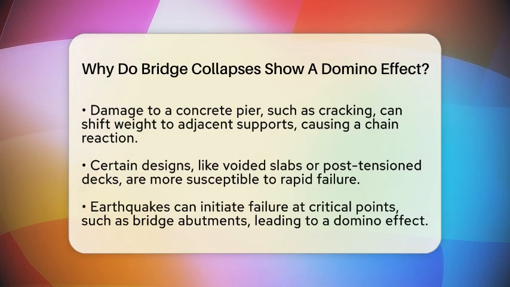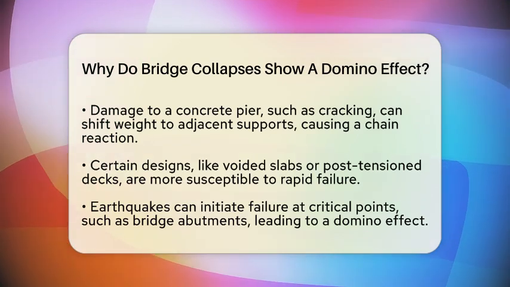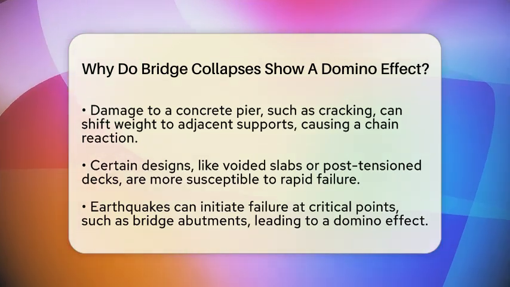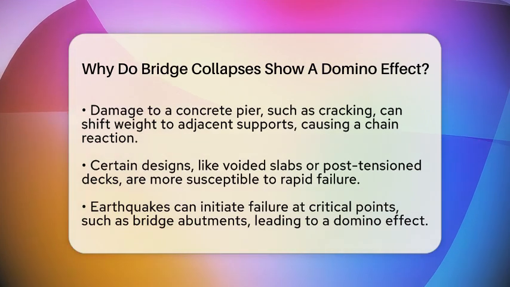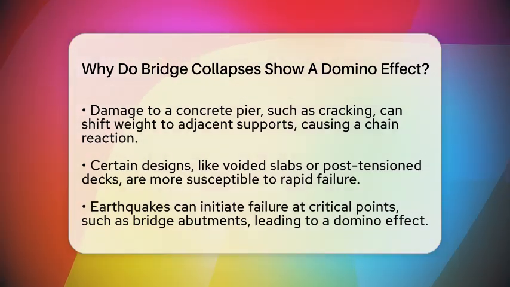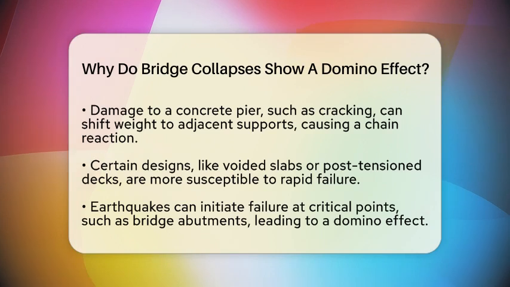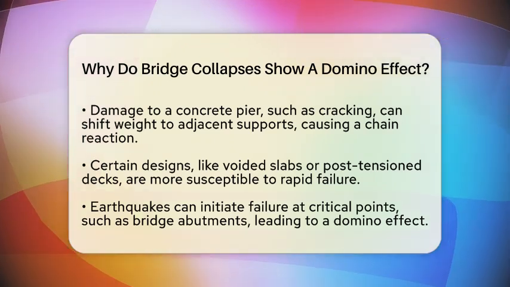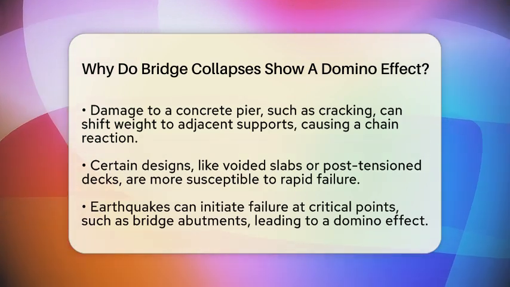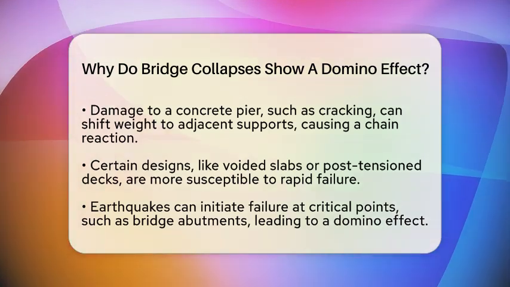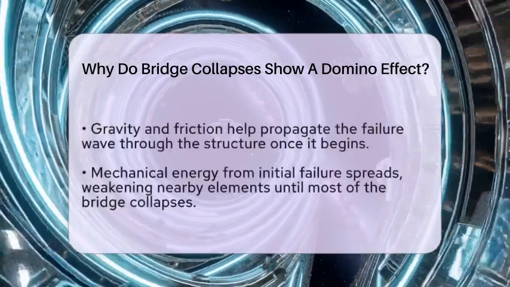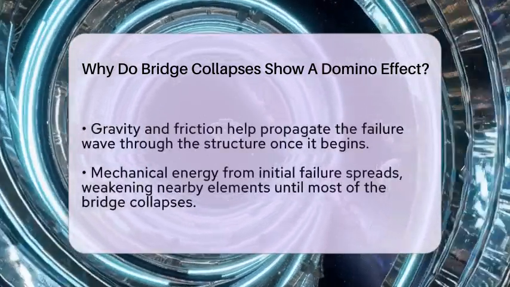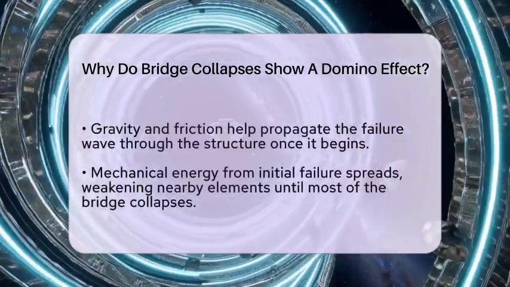Certain bridge designs are more prone to this effect. For example, bridges with voided slabs or post-tension decks can see rapid failure if one critical component fails. Research shows that in box girder bridges with voided slabs, failure at the seating of the bridge abutment can cause a domino effect, especially during earthquakes. The type of deck, the height of piers, and the ground slope all influence how quickly the failure spreads.